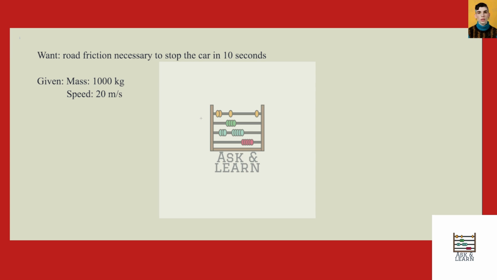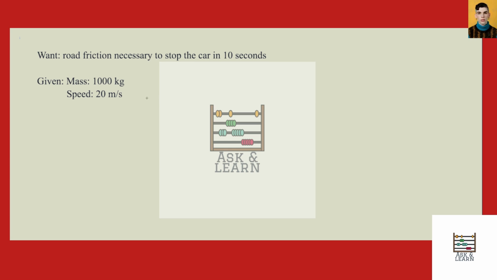So in this problem, we have a car moving at 20 meters per second with a mass of 1,000 kilograms, and we want to stop that car in 10 seconds. And the problem is asking us to calculate what is the friction necessary to stop the car in 10 seconds. So first thing we need to do is calculate the momentum before you start stopping the car, and the momentum after you start stopping the car.